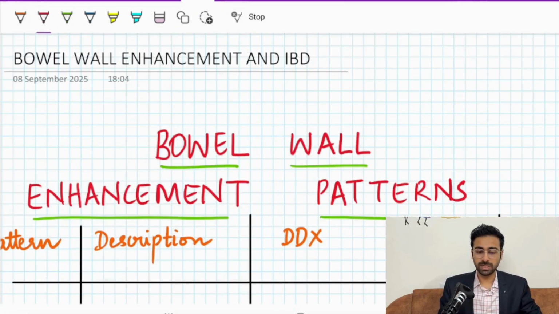So today we'll be discussing mainly inflammatory bowel disease. But before we go with inflammatory bowel disease, we'll have a short word about bowel wall enhancement patterns. This helps us to come across differential diagnosis when we see bowel wall enhancement and thickening.